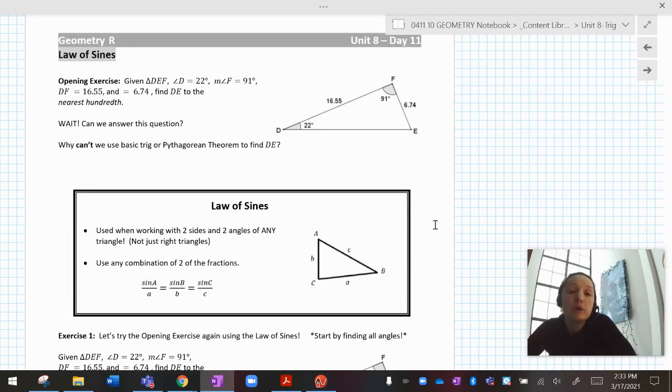Today, we are going to do a video on the law of sines. Up until this point, I've been saying that you can only use SOHCAHTOA trig when you have a right triangle. And that is true. You can only use the ratios of opposite over hypotenuse, adjacent over hypotenuse, opposite over adjacent when you have a right triangle. But in fact, you can use trigonometry, sine, cosine, and tangent in other ways too. And that's what today is all about.